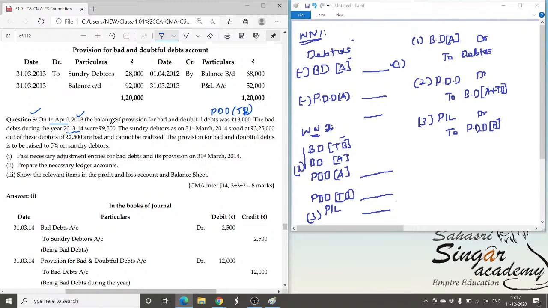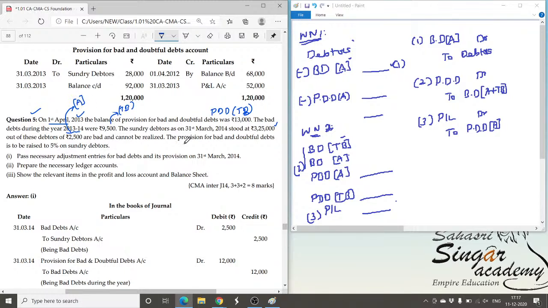And here is one bad debt. Here is already one bad debt, which is the bad debt already adjusted and appearing in the trial balance. And apart from that, after adjustment of this 9,500, the debtors appearing in the books is 3,25,000 rupees. And further 2,500 rupees is also to be considered as bad from the 3,25,000, which is the amount supposed to be adjusted, which is now given in the adjustment.